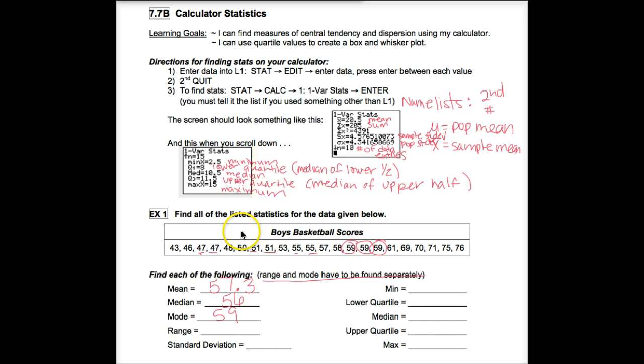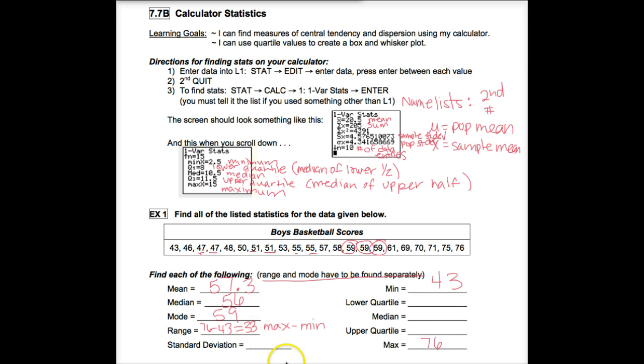Range. Again, you have to do that separately. Range is the max minus the min, which is on our data. It's over here. So that's in our screen. So find the max. It says it's 76. The minimum is 43, which you could also get because I was very nice and put this data in order to begin with. So max minus min, in this case, 76 minus 43 is 33.